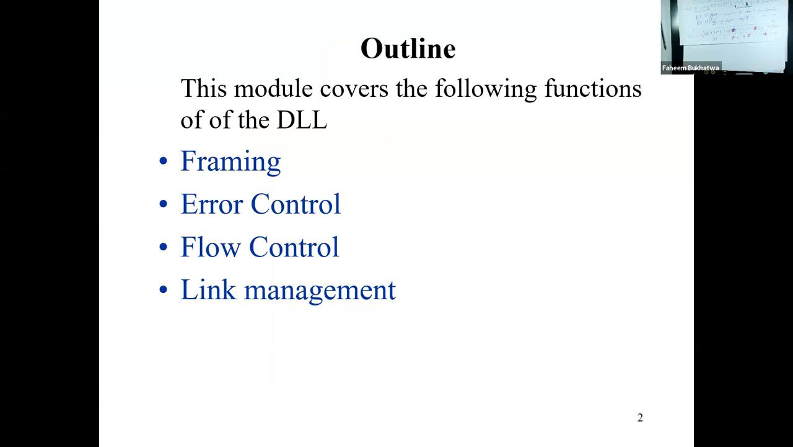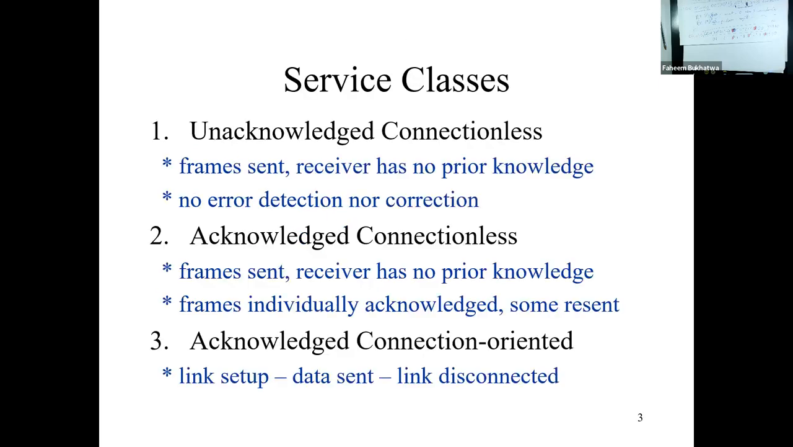Okay, so some of the functionalities of the data link layer are framing, error control, flow control, and link management. Link management is kind of between the data link and physical layer operation, but let's just stick to those now. So let's look at framing briefly.